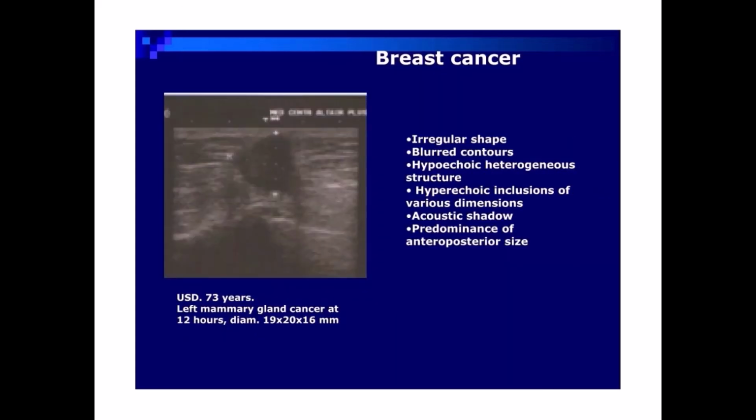Breast cancer. Ultrasonic image showing 73 years. Left mammary gland cancer at 12 hours, diameter 19 × 20 × 16 mm. Irregular shape. Blurred contours. Hypoechoic heterogeneous structure. Hyperechoic inclusions of various dimensions. Acoustic shadow. Predominance of anteroposterior size.